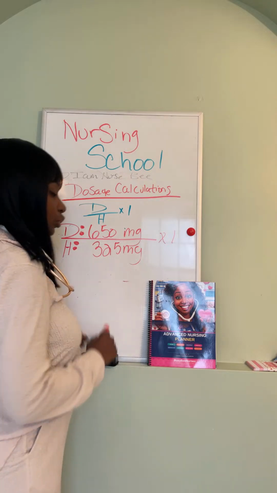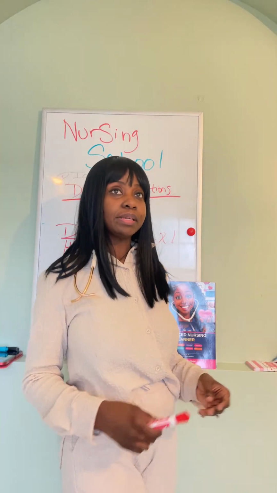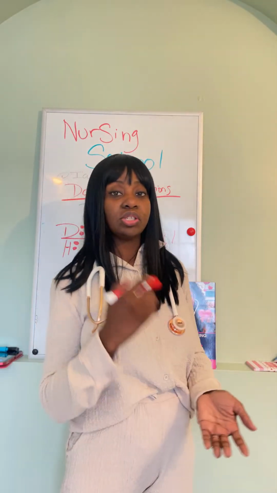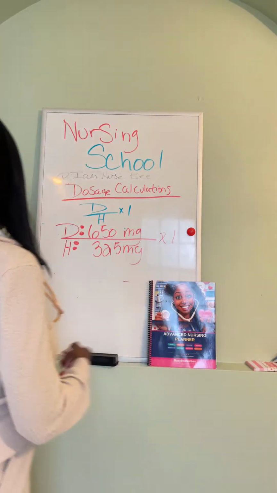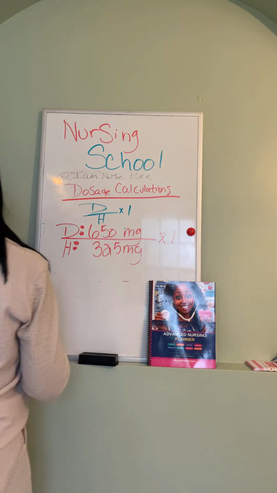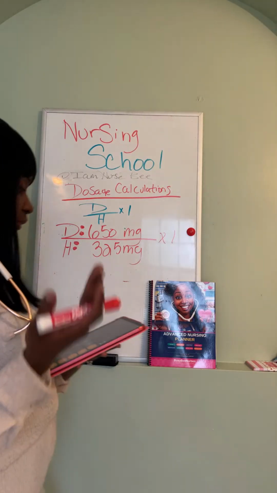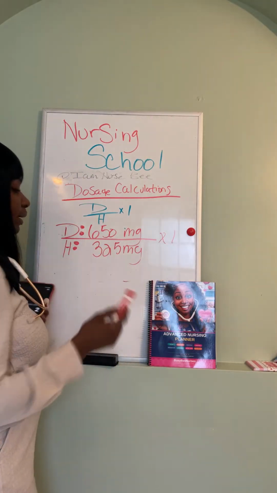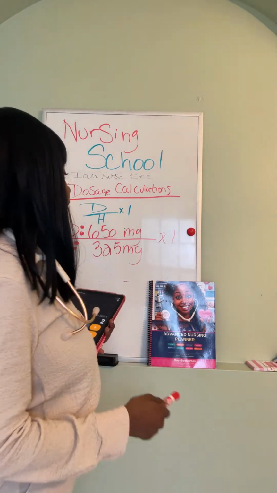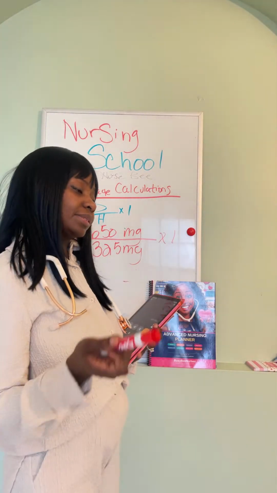I am going to calculate, especially if you cannot go in your Pyxis and just pull the med, and you have to do the medication dosage by hand or by calculator. What I'm going to do is, okay, doc, got it. The doctor's asking for 650 milligrams for John Doe in that room. But doc, I only have 325 milligrams.